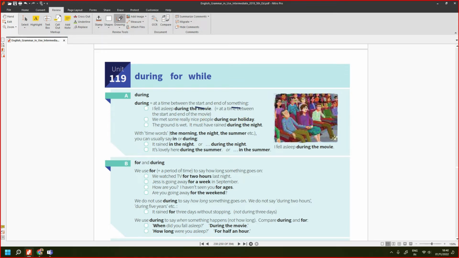Now where can you use this word? That we have to understand. So you can use this word with the morning, the night, the summer. It could be anything, and you can see all the examples given here. It rained in the night or during the night. It's lovely here during the summer, or in the summer, like that. So this is one way of using this word.